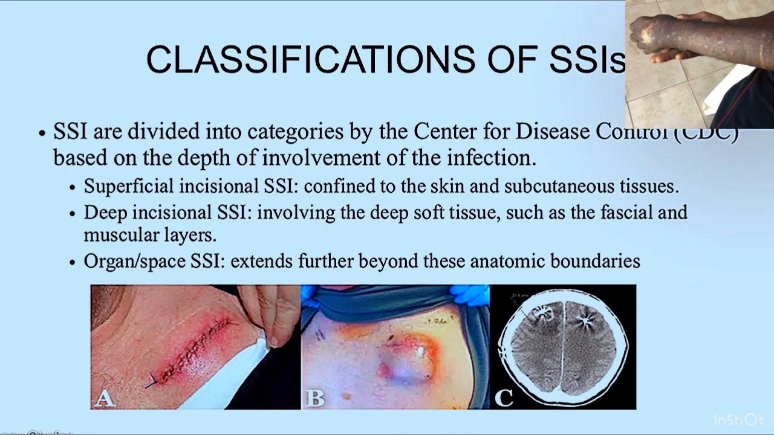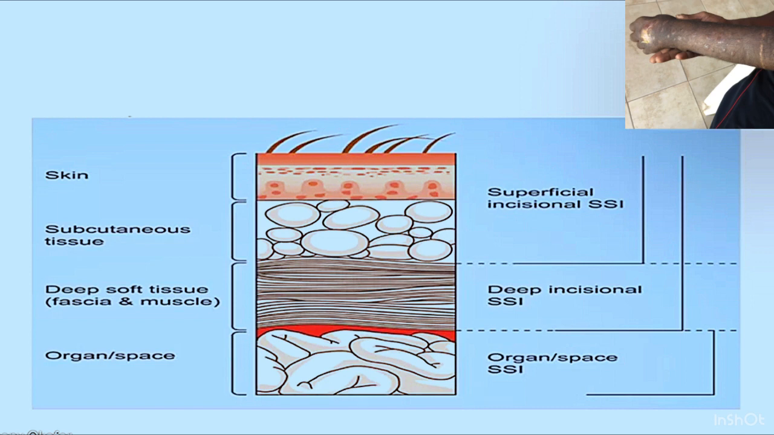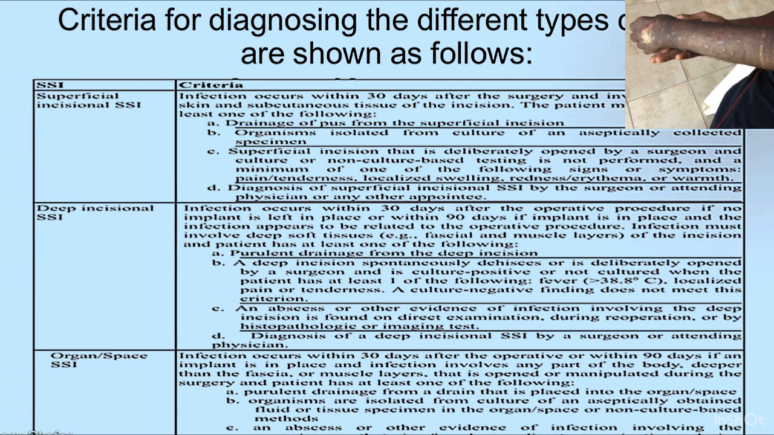So the superficial surgical site infections are confined to only the skin and the subcutaneous tissue, while the deep incisional surgical site infection involves the deeper soft tissue such as the fascia and muscle layers, while the organ space surgical site infection extends further beyond these anatomic boundaries, and you can see the pictures that are being depicted. So this is just a pictorial representation of the various layers involved: the skin and subcutaneous tissue for the superficial incisional surgical site infection, the fascial and muscle layer for the deep incisional surgical site infection, and then the organs. So these are criteria for diagnosing different types of surgical site infection.